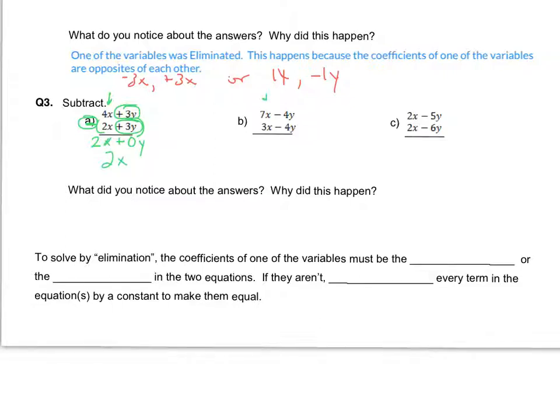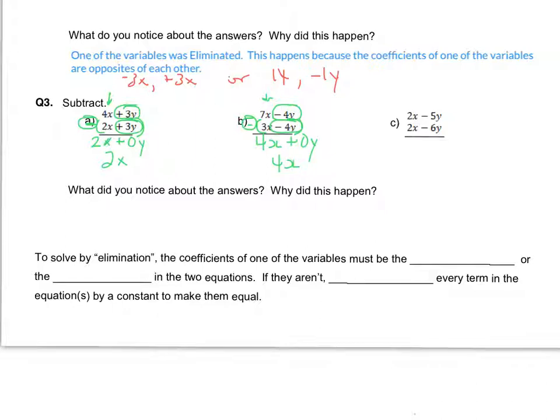Column subtraction here, I want to take away all of this second one. So I have 7 x's, I'm taking 3 x's away, I still have 4 x's. I have a negative 4y, and I'm going to take away a negative 4y. Taking away a negative makes it adding. So negative 4y plus 4y is 0 y's, which leaves me with just 4x here.